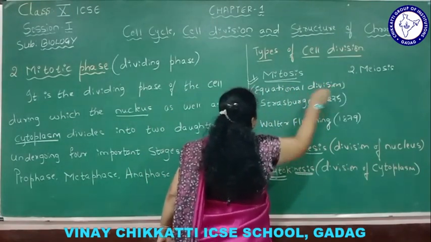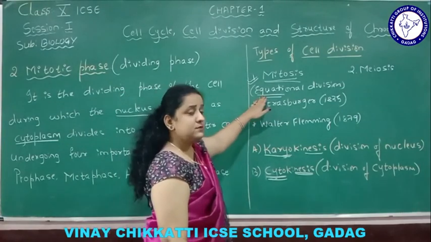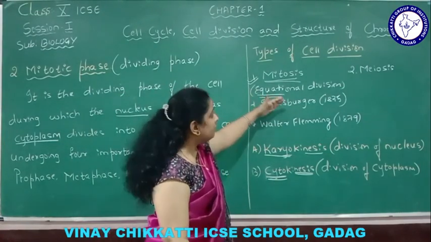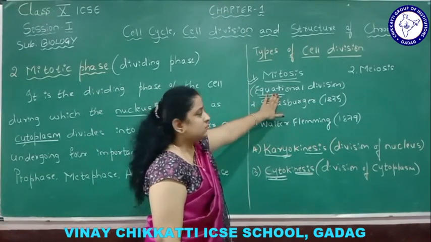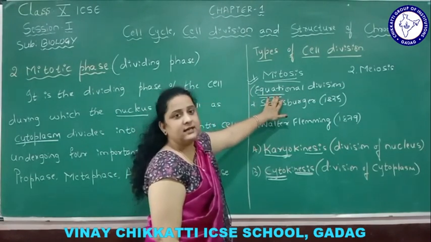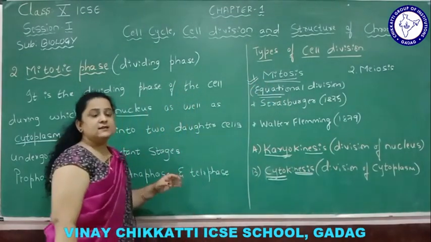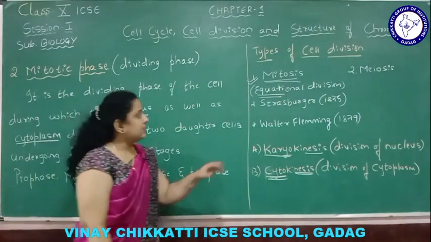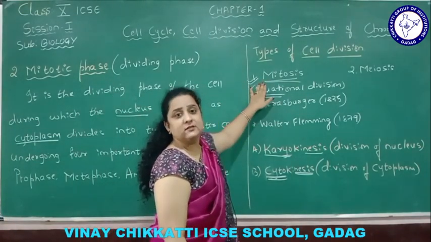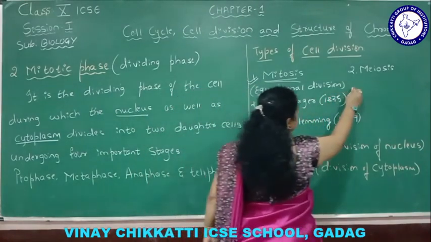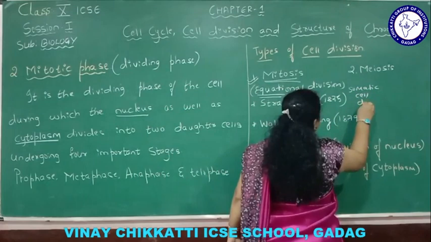Equational division. The name itself indicates that the number of chromosomes in the parent cell is equally distributed to the daughter cells. Because of that reason, it is also called equational division. And this mitosis takes place only in somatic cells. So the division is also called somatic cell division.